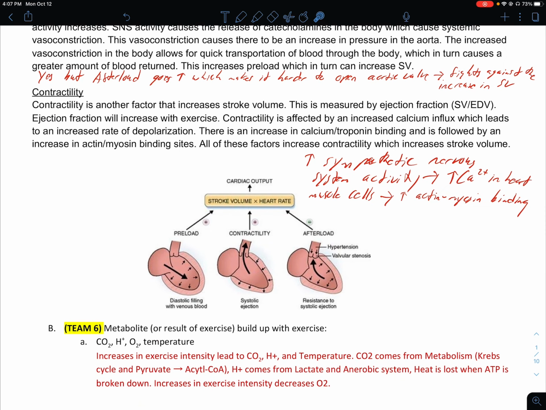Okay, and then last, contractility. You had it all there. The one thing I would just make sure you mention is that this is controlled by the sympathetic nervous system, right? As we increase activity on those cardiac accelerator nerves, we increase calcium in the heart muscle cells, and then we increase actin-myosin binding, and that's how we get more force.